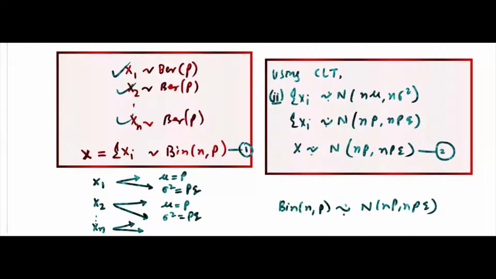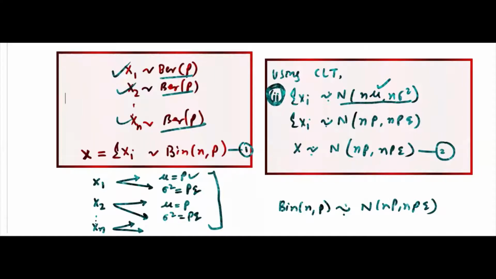What I'm saying is, if you use part 2 of the central limit theorem, if x1, x2, xn follow any distribution, we have taken Bernoulli here, if you add those, that will follow a normal distribution. This is what we did last time in part 2, n mu, n sigma square. I use this one. And in mu I used p, that's all.